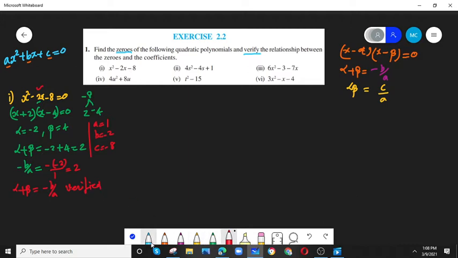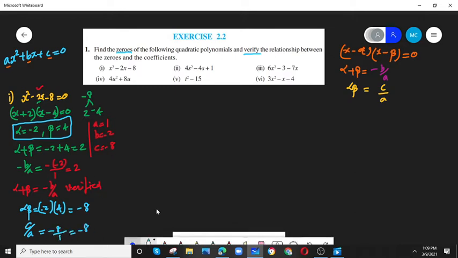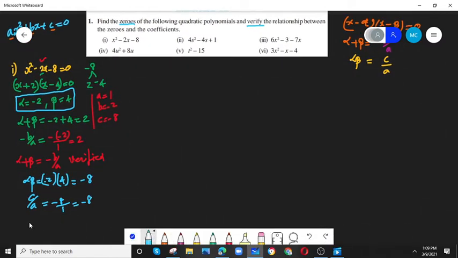One more relation we can verify, that is alpha into beta. What is your alpha value? The alpha value is minus 2, the beta value is 4. So minus 2 into 4 is minus 8. And c by a: what is the c value? Minus 8. A is 1. So minus 8. Through these steps, alpha into beta equal to c by a, verified.